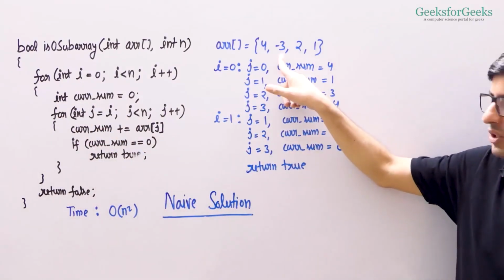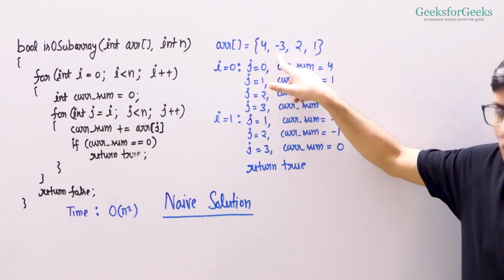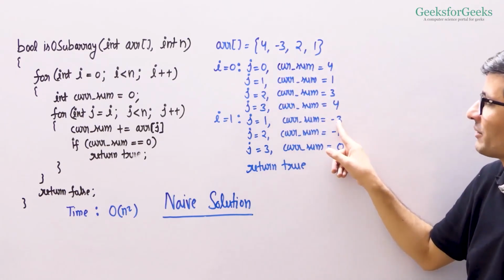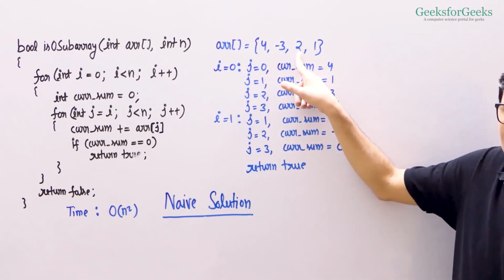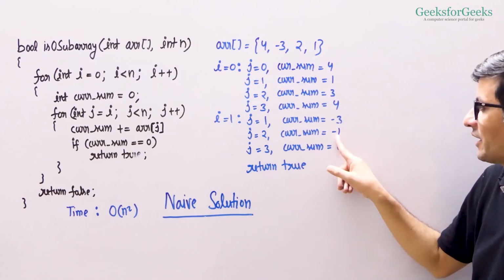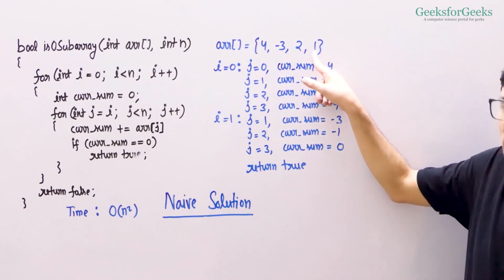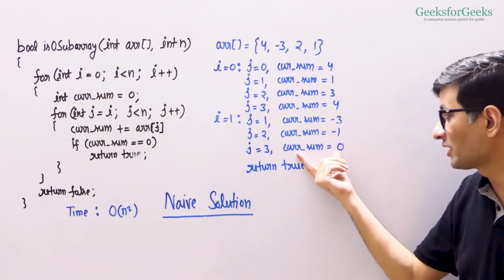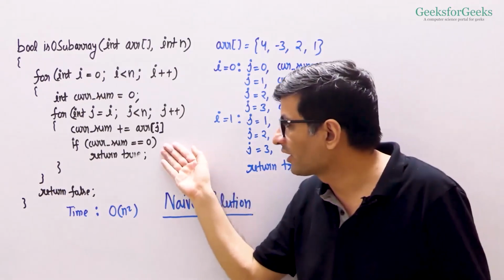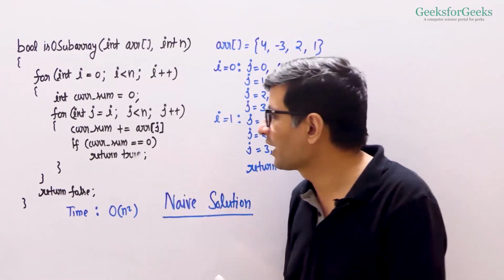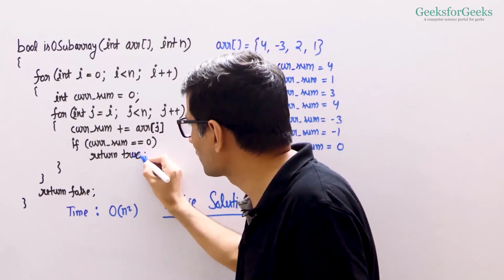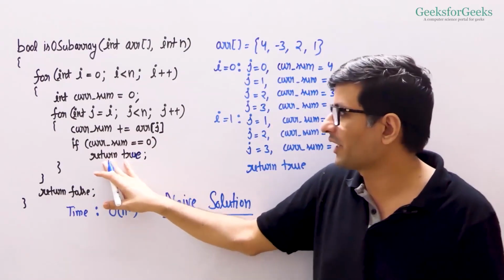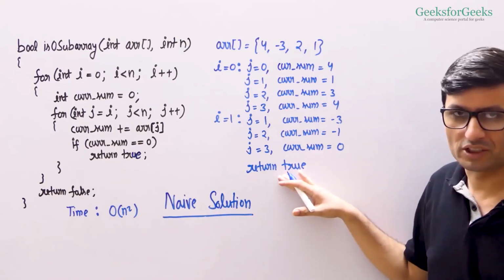Now we begin our next iteration of the outer loop. We begin with i equal to 1 and we consider j as 1, which means ending point as j itself. We find the current sum as minus 3. Then we consider the ending point as this. We find the current sum as minus 1. Then we consider ending point as this and we find the current sum as 0. So this is the point where we enter into this if condition, right? We have this equal to 0. So we enter inside this if condition and we return true at this point, right? And we stop our execution.